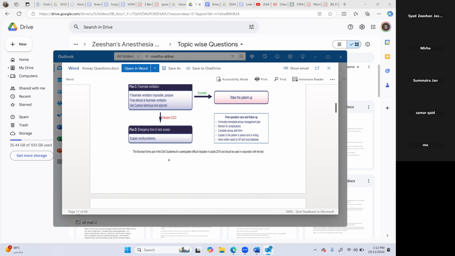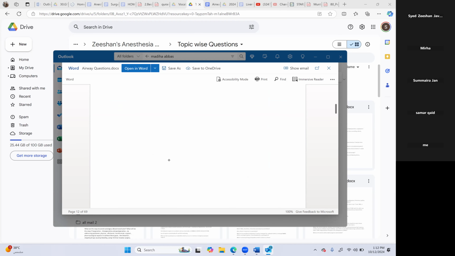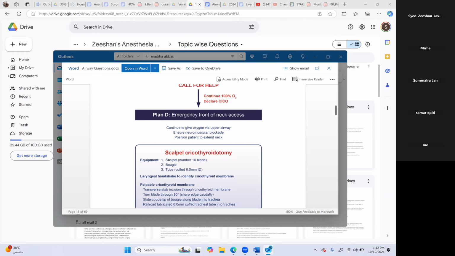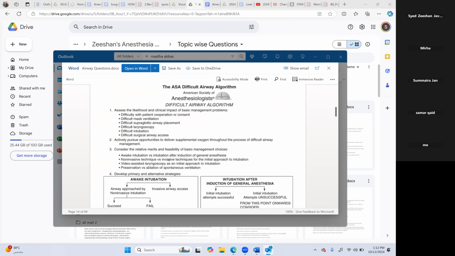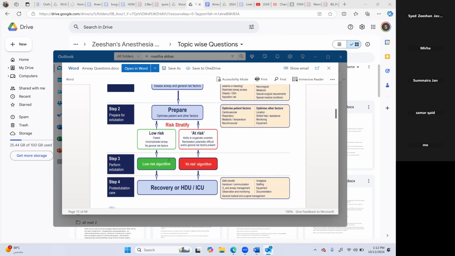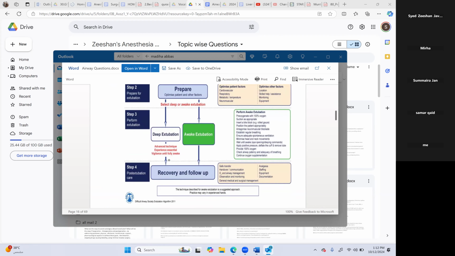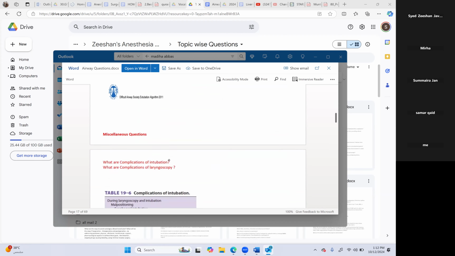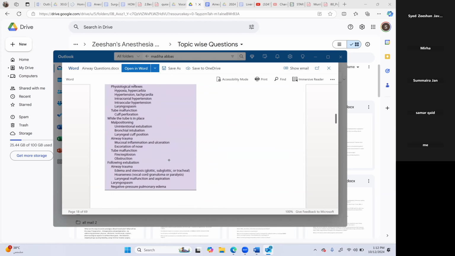In a pregnant patient, it is a little different because you will be taking care and identifying according to the emergency surgery. If it is an emergency surgery, you might need to proceed even with supraglottic airway devices.